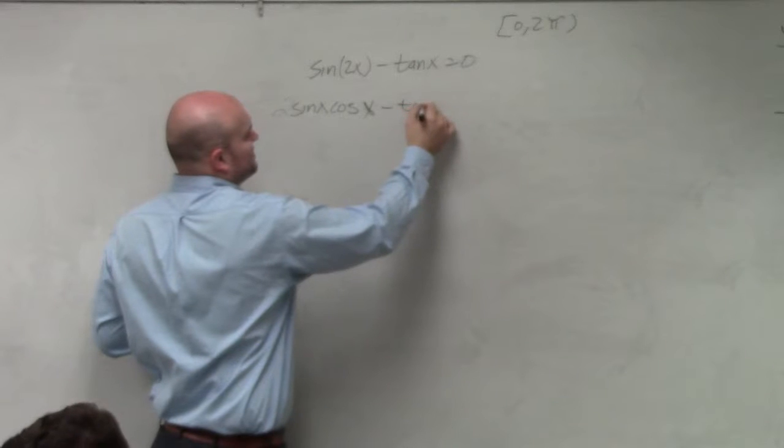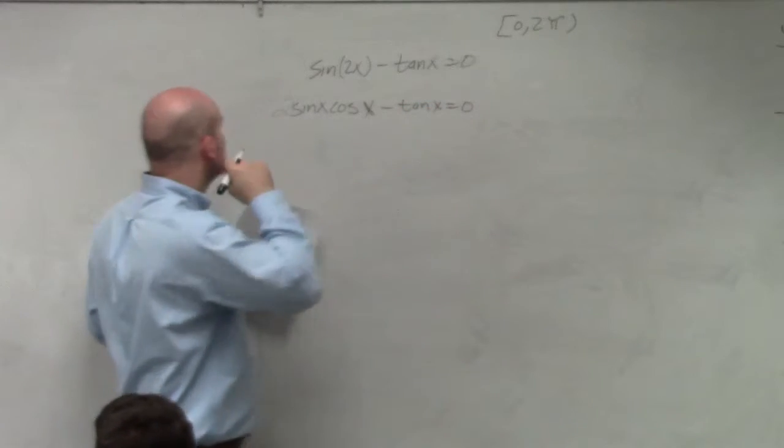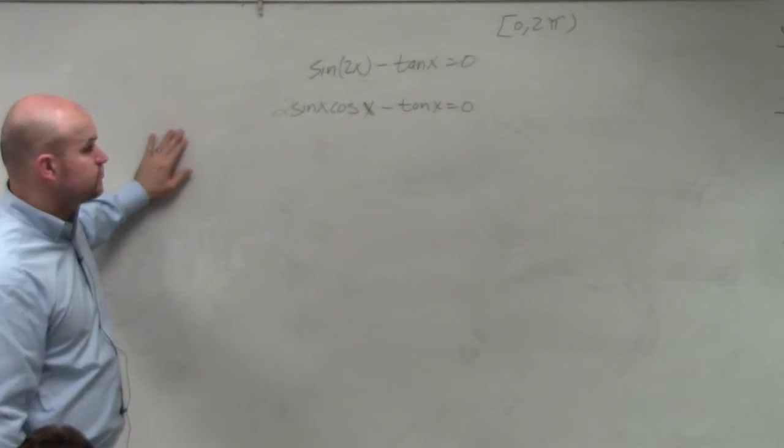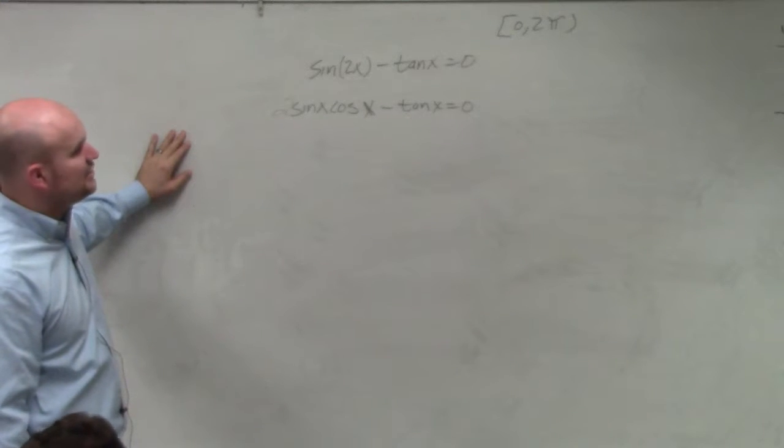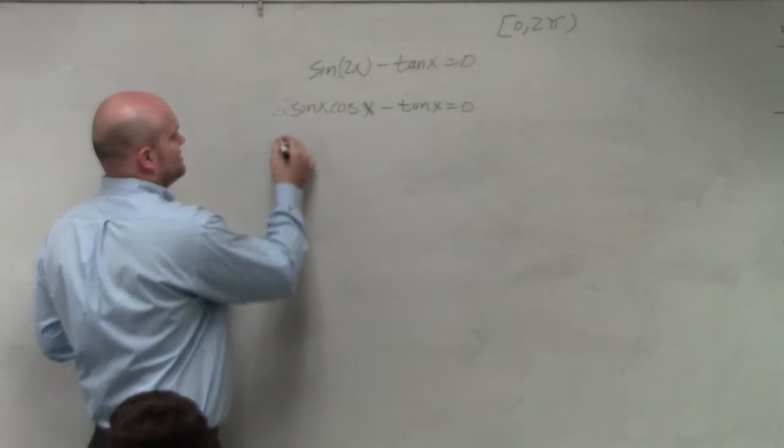But then I have minus tangent of x. Well, usually the best thing to do is go ahead and write them all in terms of sines and cosines.